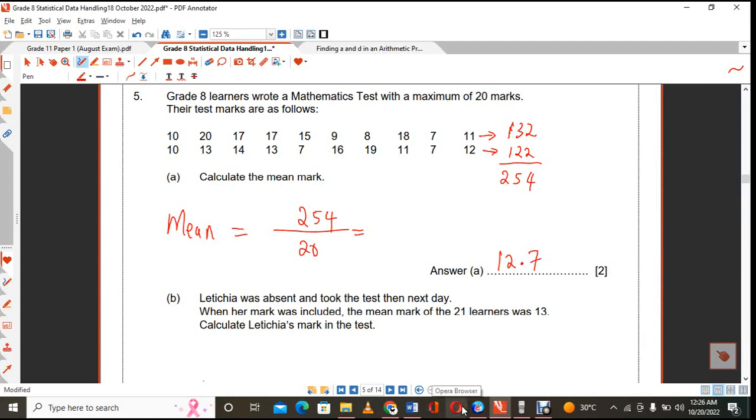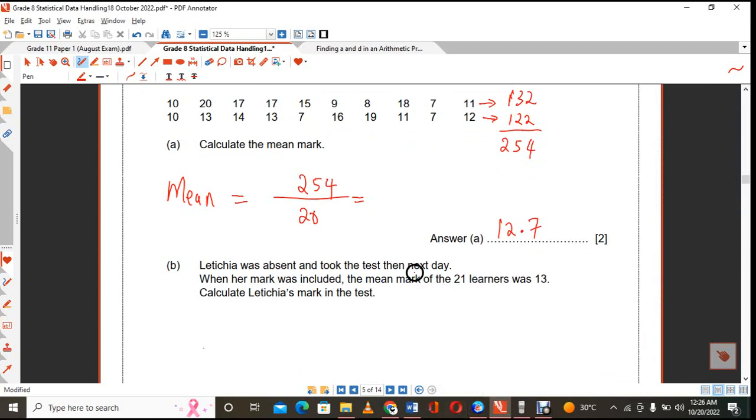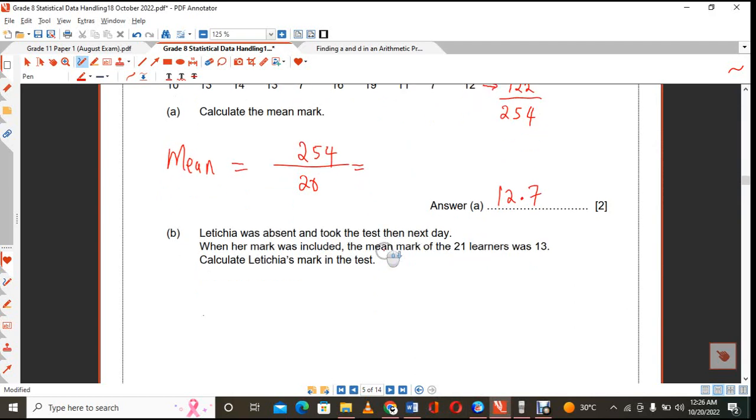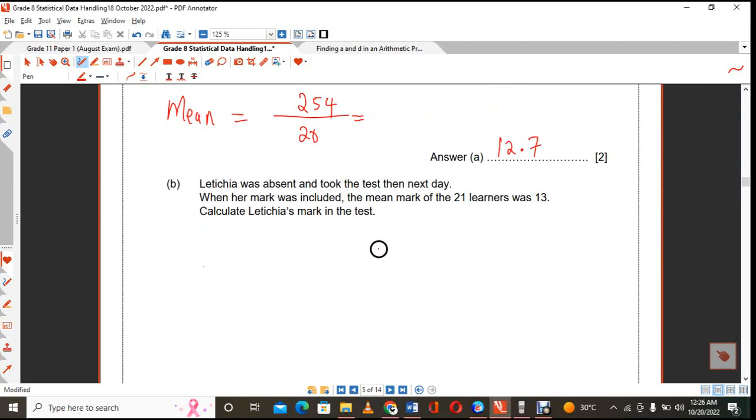Good. Letitia was absent. And this question is similar to the other one that we calculated. She took the test the next day. So we know that the 20 tests was a total of 254, but we don't know out of what Letitia scored, but we know they are now not 20 anymore, but they are 21. And we're now told that the mean of the 21 learners is now 13.